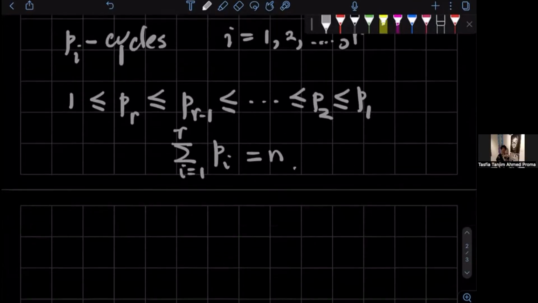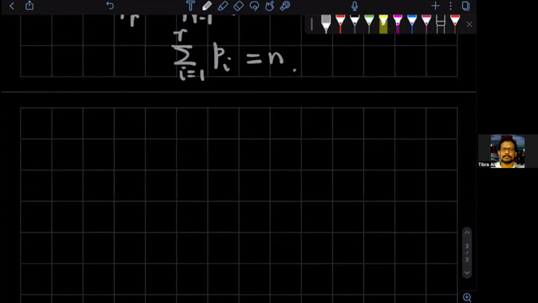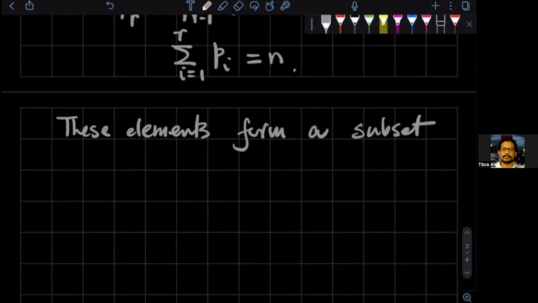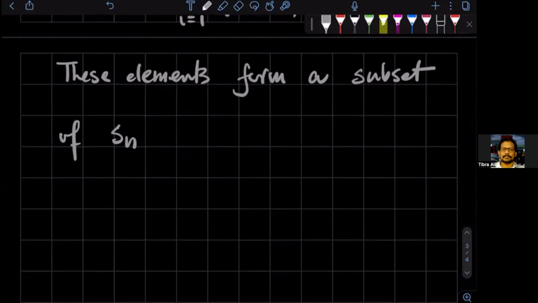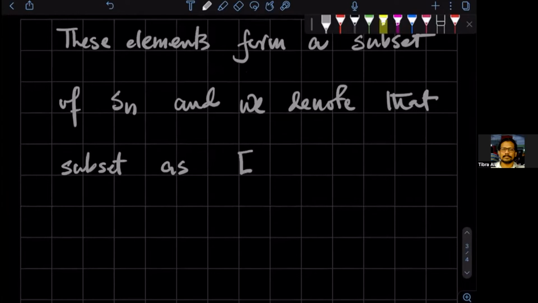Now, these elements form a subset of S of n, and we denote that subset as, say, [P1, P2, ..., Pr]. Okay.